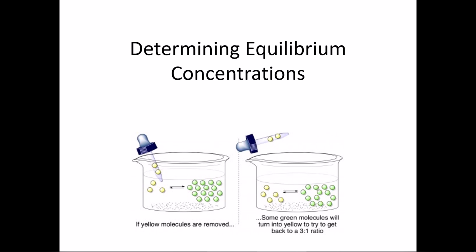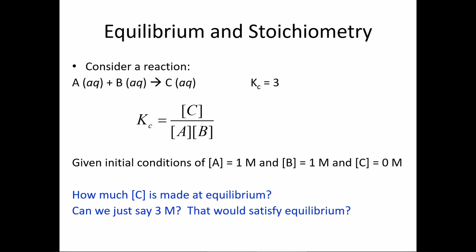Alright, so the last part of equilibrium we're going to talk about is determining the concentration of reactants and products at equilibrium. So if we think about what the equilibrium constant tells us, our equilibrium constant gives us a ratio of the concentration of products over the concentration of reactants. And the numerical value for this tells us whether we have more products or more reactants at equilibrium. And we can use this value to determine how much we have at equilibrium.